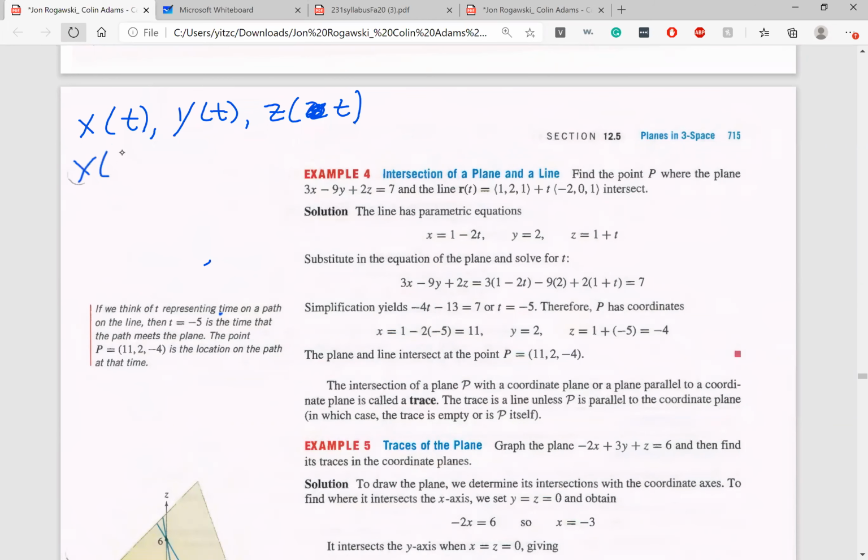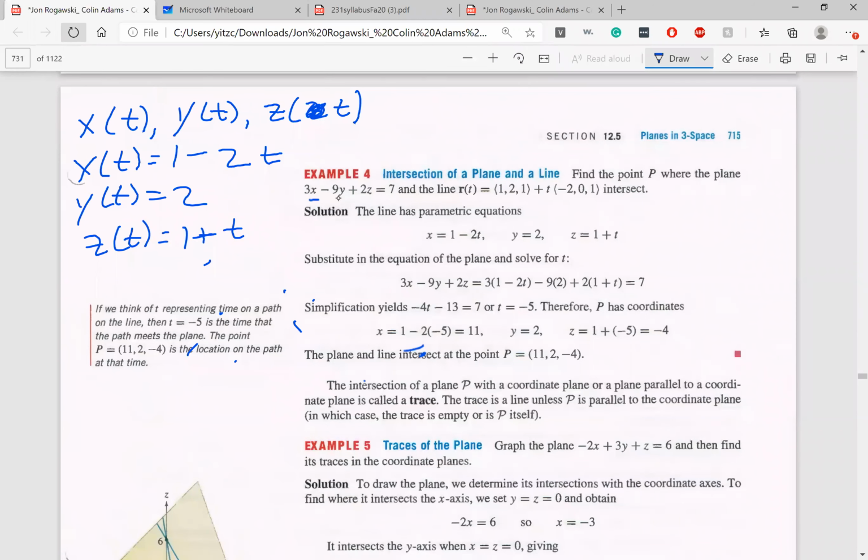Then in this example, let's look at this problem. We would have x of t is going to be equal to 1 minus 2t. y of t is going to be equal to 2 plus 0t, and z of t is going to be equal to 1 plus t. And now we can plug these into our plane. We can plug the x coordinate into the x, the y coordinate into the y, and the z coordinate into the z.